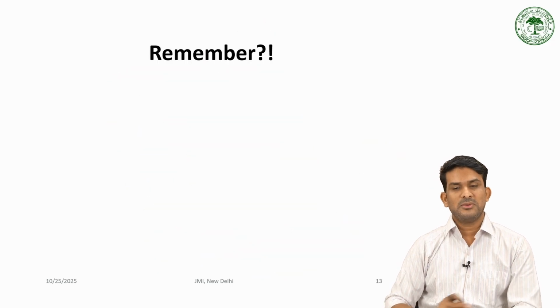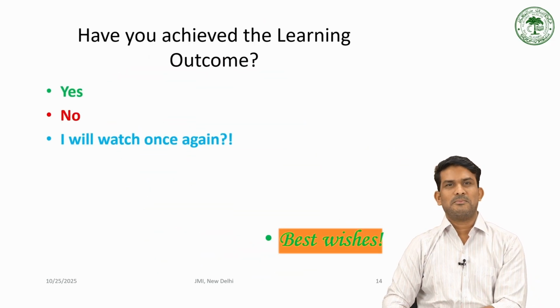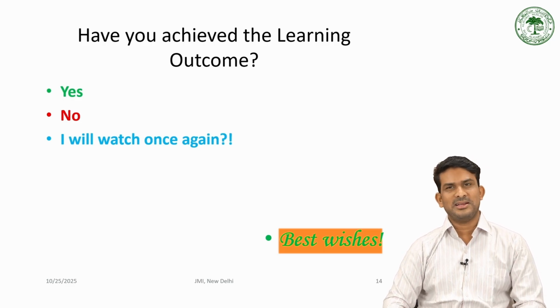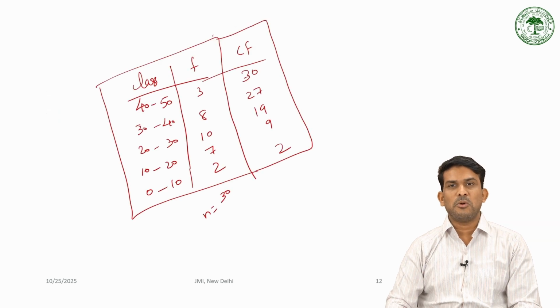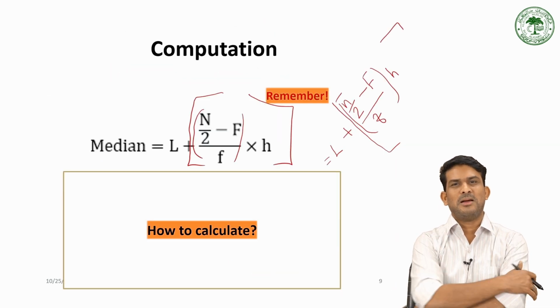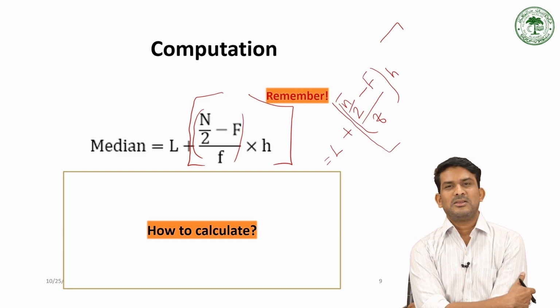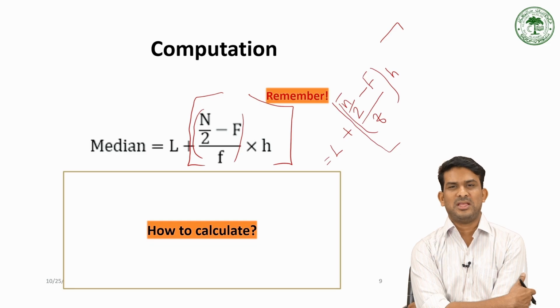You got it now? Are you clear? Now, remember the formula. Clearly identify the formula. Once again, I remind you one more thing in the formula. What is the formula? L plus (n by 2 minus F) divided by small f into h.